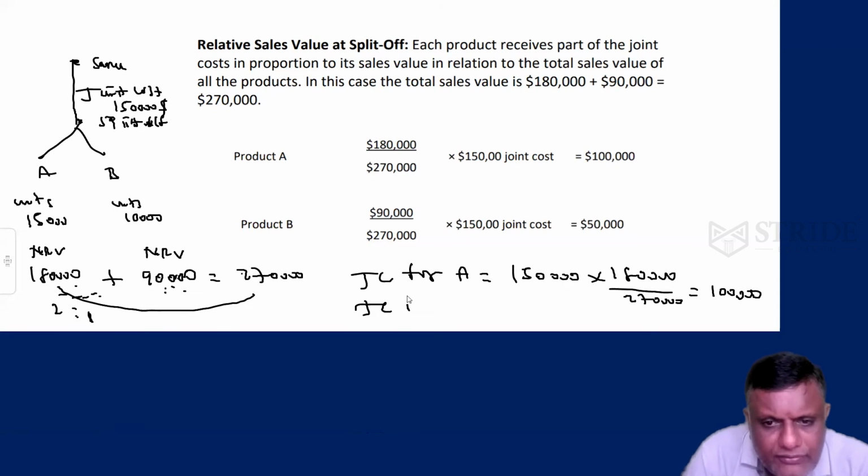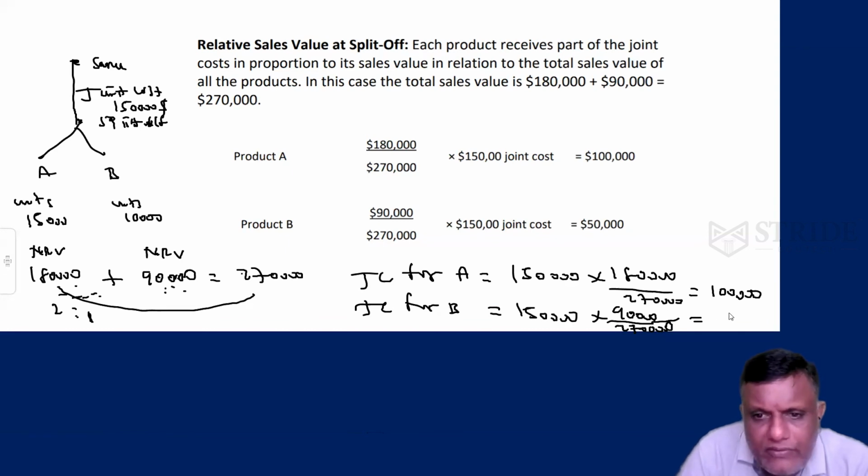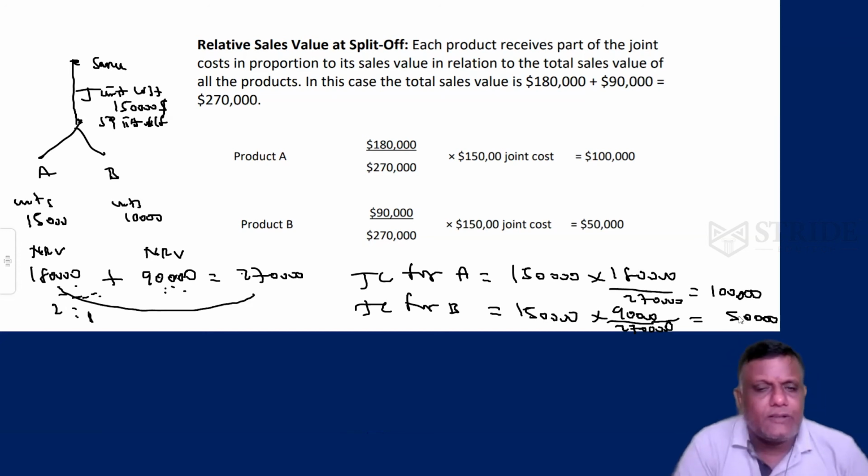Similarly, the joint cost for B is 150,000 into 90,000 by 270,000, or 1 by 3. So it is going to be 50,000. The joint cost has been apportioned: 100,000 and 50,000.